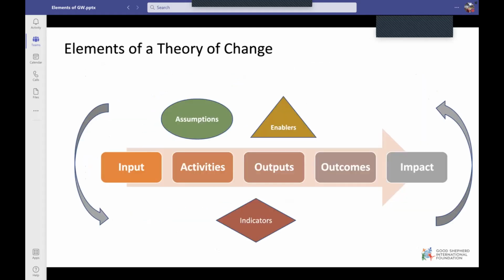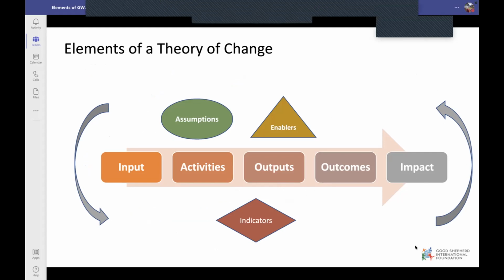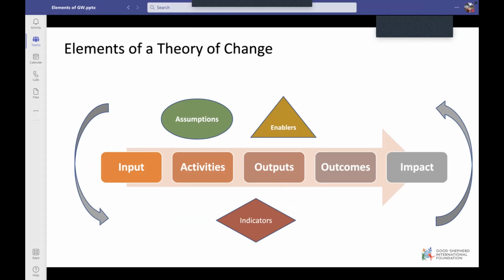So let's move on to the theory of change. When we look at the theory of change, we are looking at a sequence of events where we will have input, activities, outputs, outcomes, and then the impact. And it goes one full cycle again. And then we have the assumptions, the enablers, and the indicators. So what are these actually?